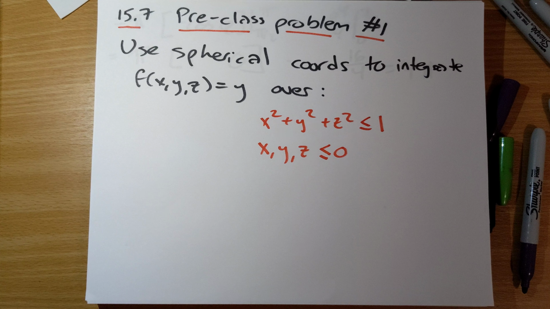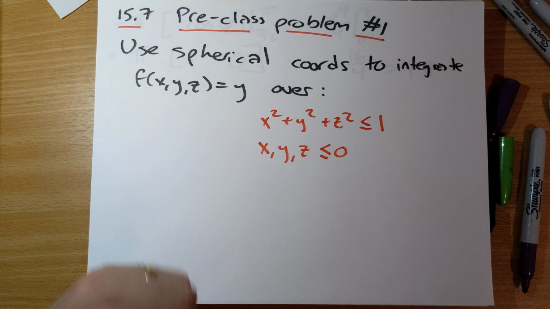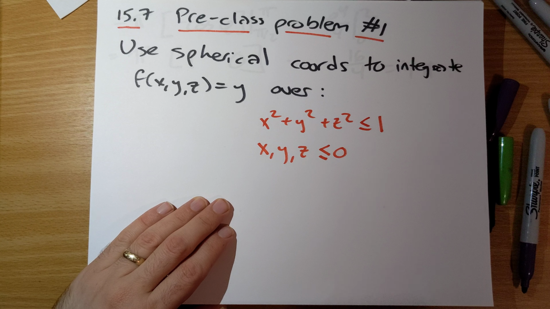So use spherical coordinates, integrate f(x, y, z) = y over this region: x squared plus y squared plus z squared is less than or equal to 1, and x, y, and z are all negative.